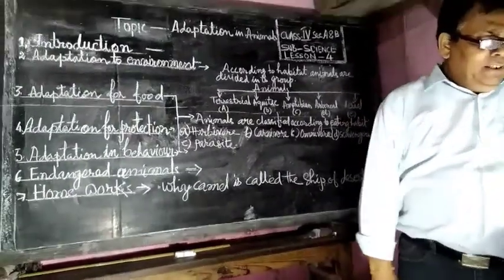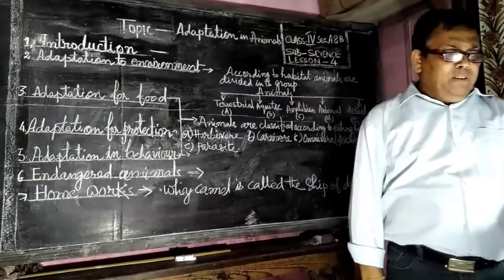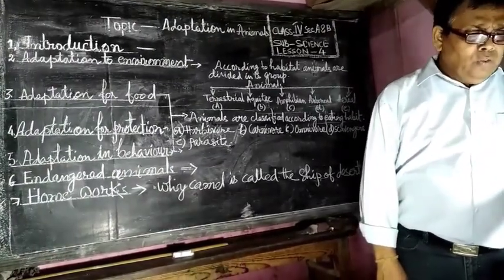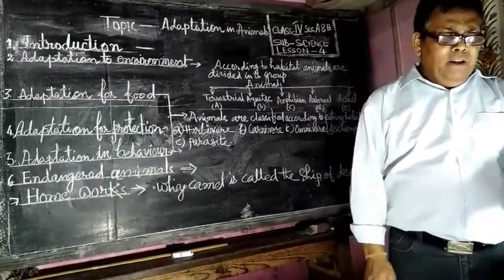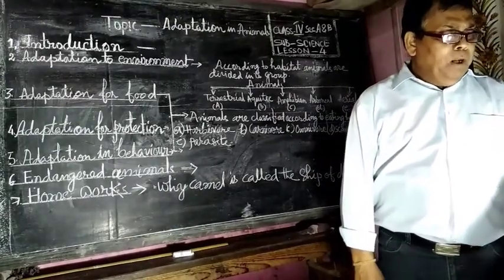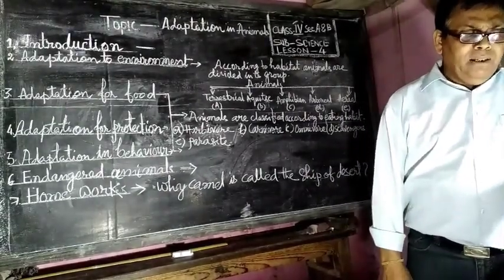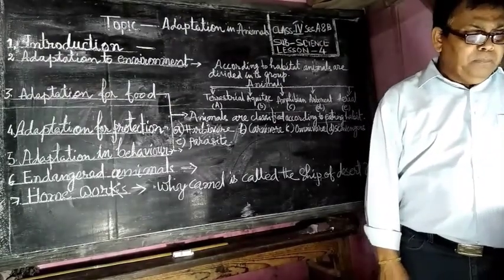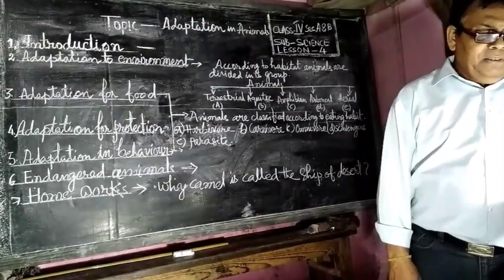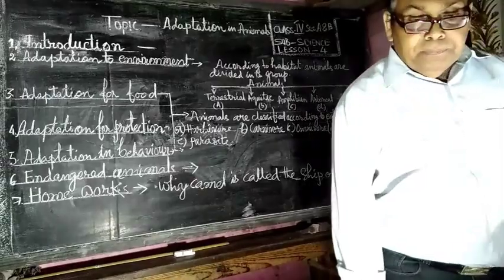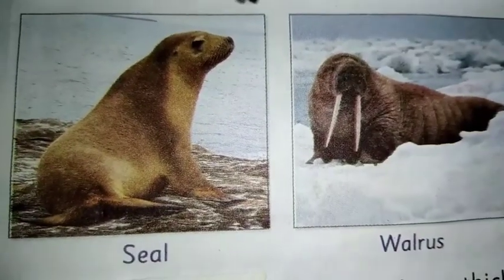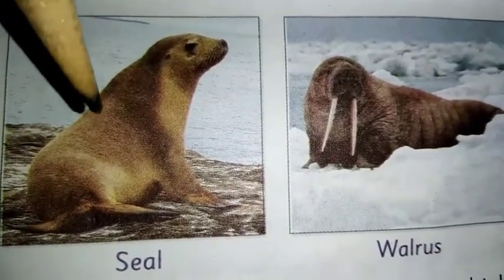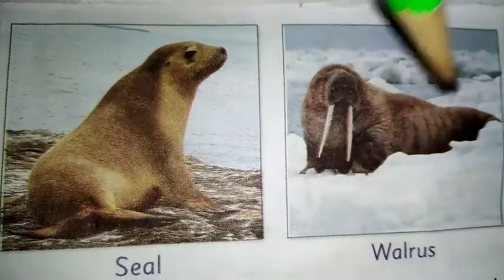Animals like seal and walrus also have a thick layer of fat called the blubber to protect them from the severe cold and to keep their bodies warm. See the picture at page 21. These are the polar animals, that is seal and walrus.